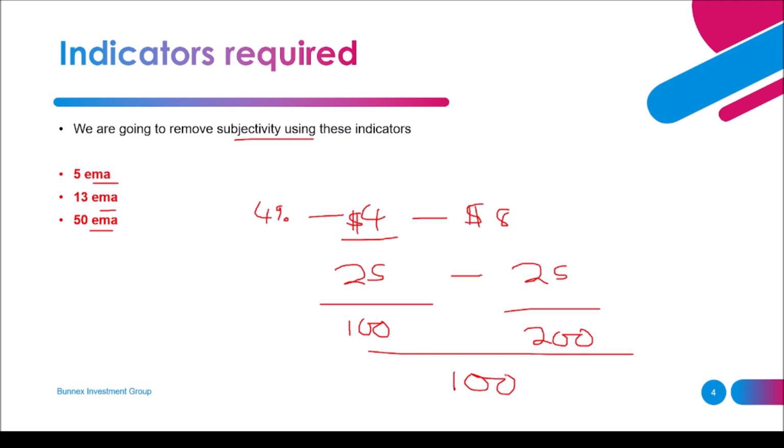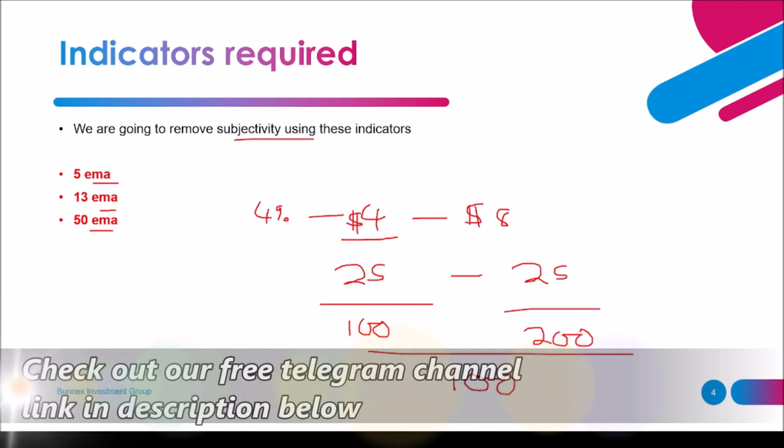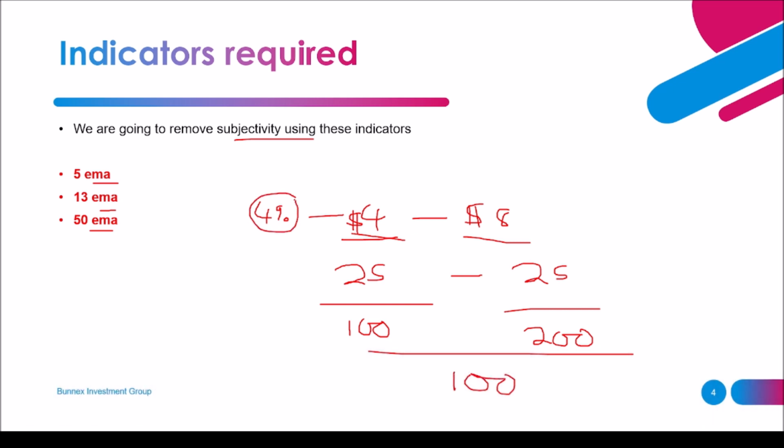You need to be consistent in terms of the lot sizes that you are going to use. I recommend my Forex calculator, which is found on Google Play, and you can have it in your phone. It will help you to calculate the lot sizes so that whenever you lose, you are only going to lose the $4 and the $8 on a 4% risk exposure.